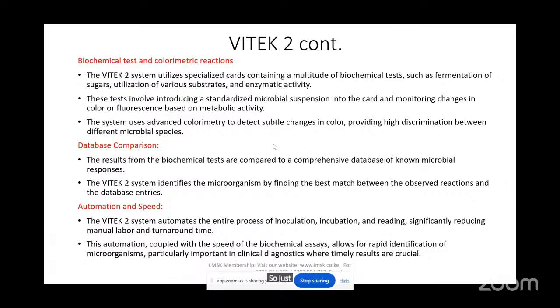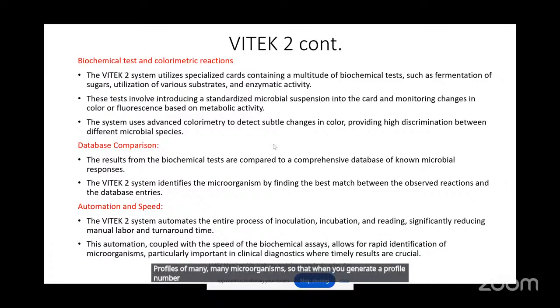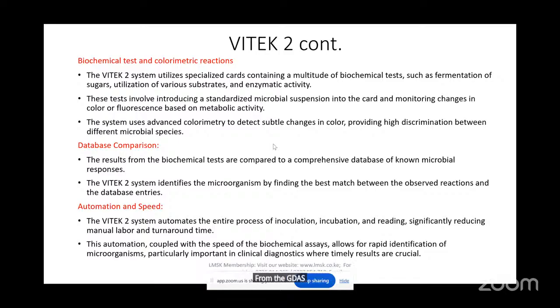So just like the API, it is culture dependent, and it is database dependent. Different manufacturers will do different research and development studies to come up with profiles of many microorganisms, so that when you generate a profile number, you can check in the database in case of API, or it can automatically be checked in a database in case of Vitek, to come up with a specific organism from the genus up to the species level. So Vitek automates this process, but this is just biochemical tests still.